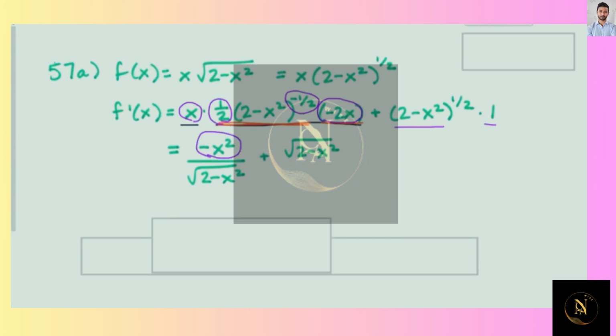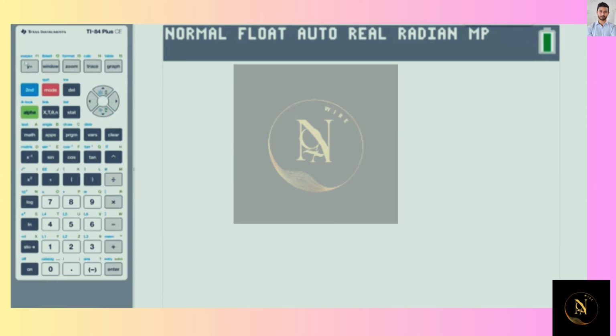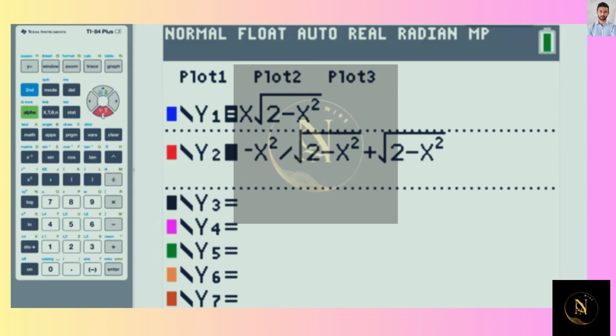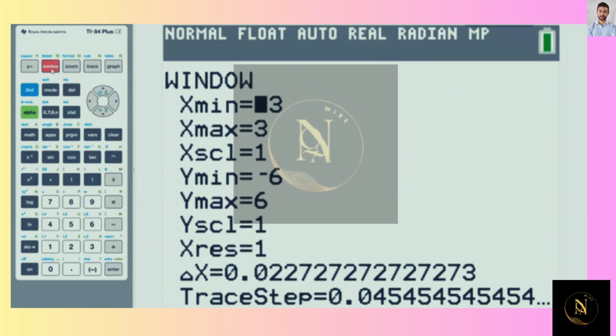All right, so what we want to do for part B of the problem is put our original f of x as well as our f prime into the calculator, look at the graphs, and make sure they seem reasonable. So we grab a calculator, we go to y equals, we type f of x into y1, we type f prime of x into y2, and then for a window, I decided to try negative 3 to 3 on the x-axis and negative 6 to 6 on the y-axis.